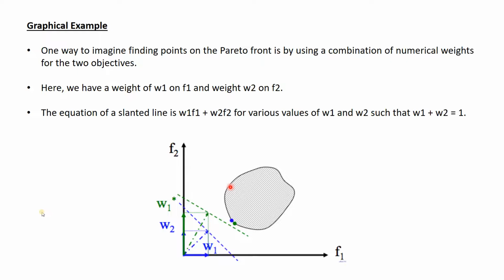Suppose one way to imagine finding points on the Pareto front is by a combination of numerical weights for the two objectives. Generally, it is not very easy to find the Pareto front. That means in a complex problem, you cannot directly find the best solutions. Finding the best solutions means you are trying to draw that line. You have to identify the line where the best solution exists. But in many cases it becomes almost impossible, because in highly complex problems, it may take 100 or 200 iterations, but you cannot find the best solution.